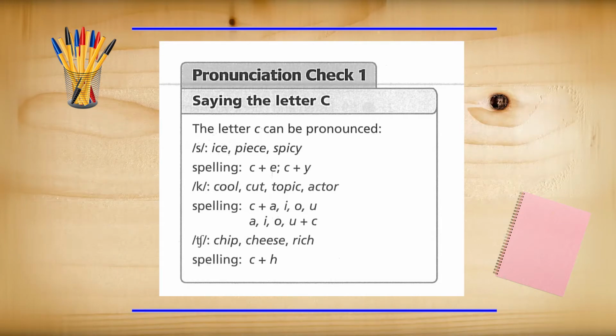Pronunciation check 1, saying the letter C. The letter C can be pronounced as S, as in ice, peace, spicy. And in this case, the spelling would be C plus E or C plus Y. It can be pronounced as K, cool, cut, topic, and actor. And in this case, the spelling would be C plus A, I, O, and U, or A, I, O, and U plus C. And it can be pronounced as Ch, as in chip, cheese, and rich. And in this case, the spelling would be C plus H.